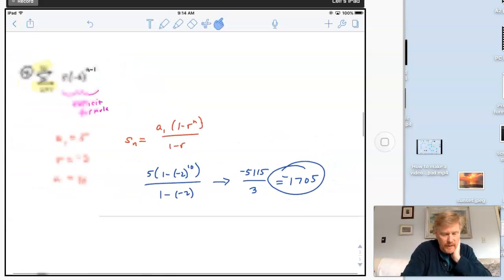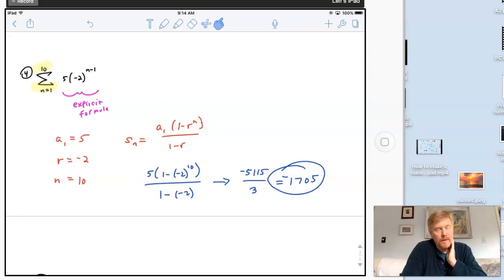Now it's always good to look back and be like, gee, does that make sense? It does make sense. This is a negative number to an exponent, and especially if I have the first one, well, yeah, it could be a negative. So yeah, it does make sense anyways.